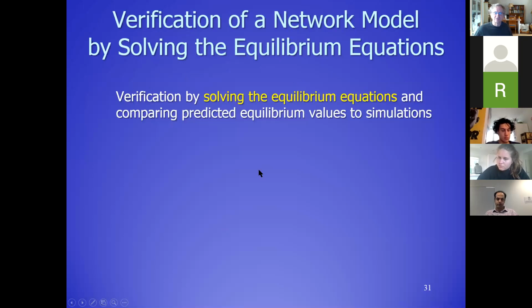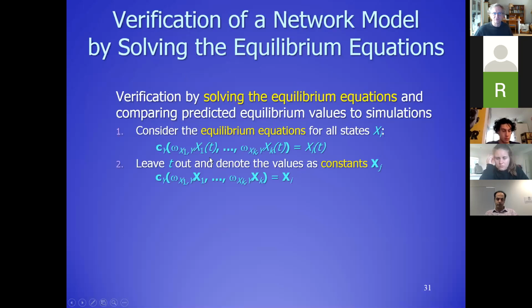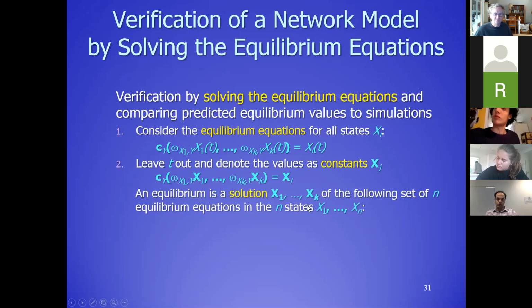So the other method is by solving the equilibrium equations. And then you consider all the equilibrium equations. Then you leave out the t, and you make some separate variable x in it for all of them. And then you have an equation in a number of x's. So there are as many equations as there are states in your network, so that can be a bit high, but you can also look at each equation separately.